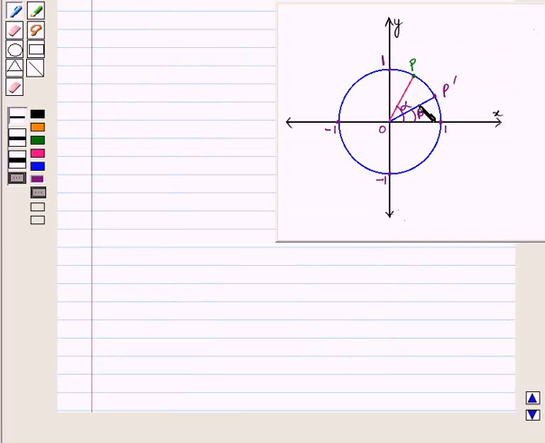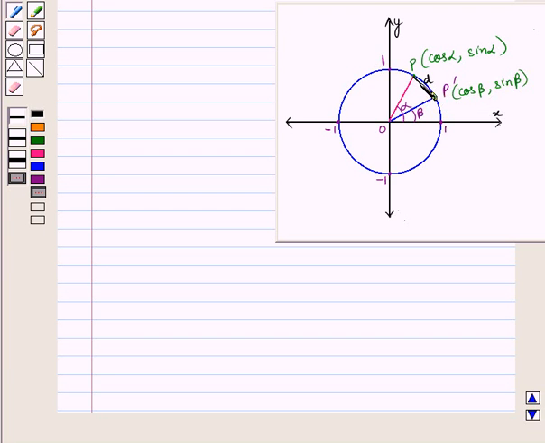Now let P and P dash be two points on the circumference of this unit circle. And here, alpha and beta are the angles made by OP and OP dash respectively with x-axis. So the coordinates of the point P will be cos alpha, sin alpha, and coordinates of the point P dash will be cos beta, sin beta.